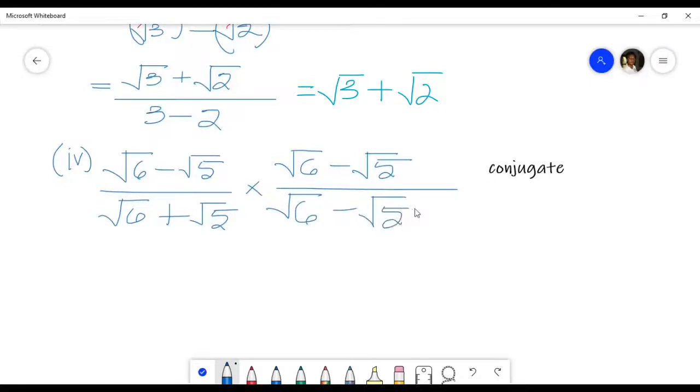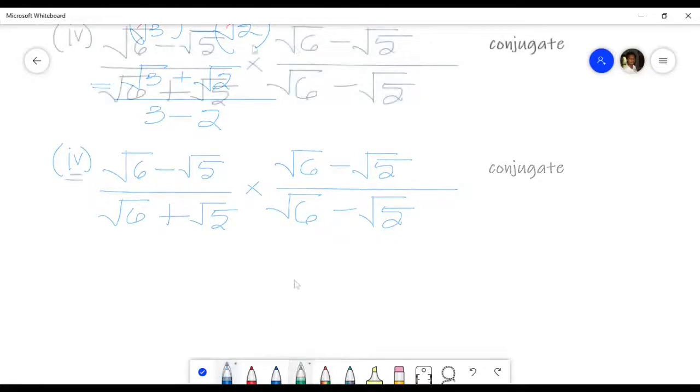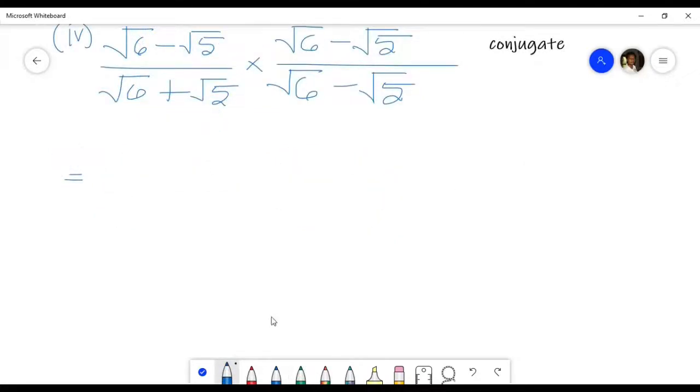Right, now let's see the numerator first. Okay, let's solve the numerator of both the fractions. Root 6 minus root 5 into root 6 minus root 5. Now if you see here, this is in the form of a minus b into a minus b, which is a minus b whole square.